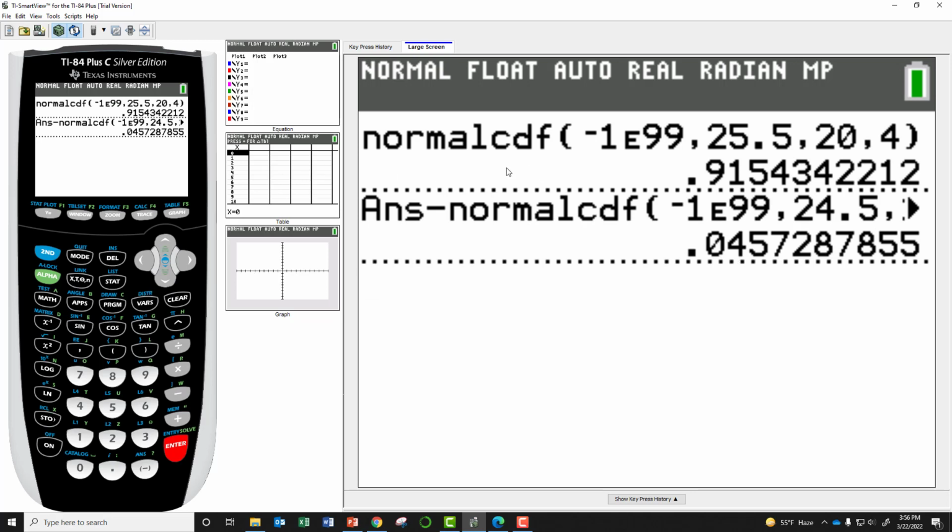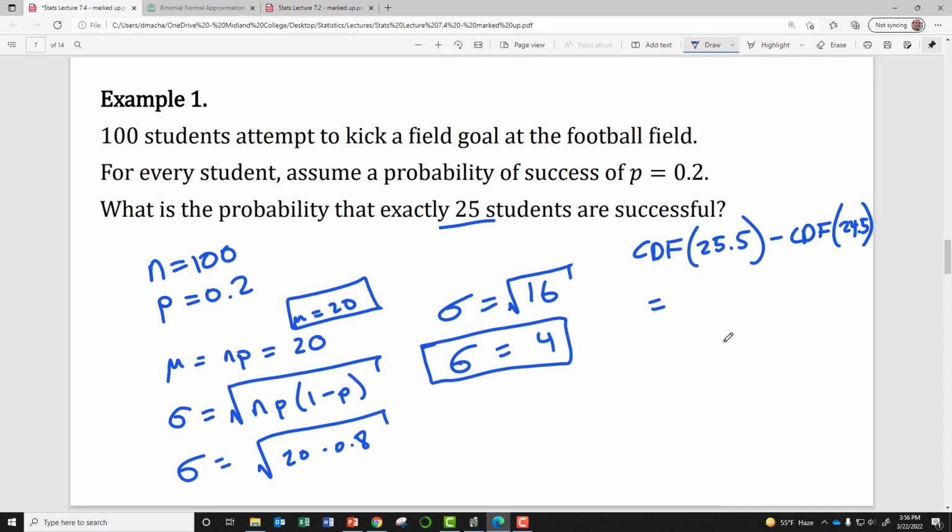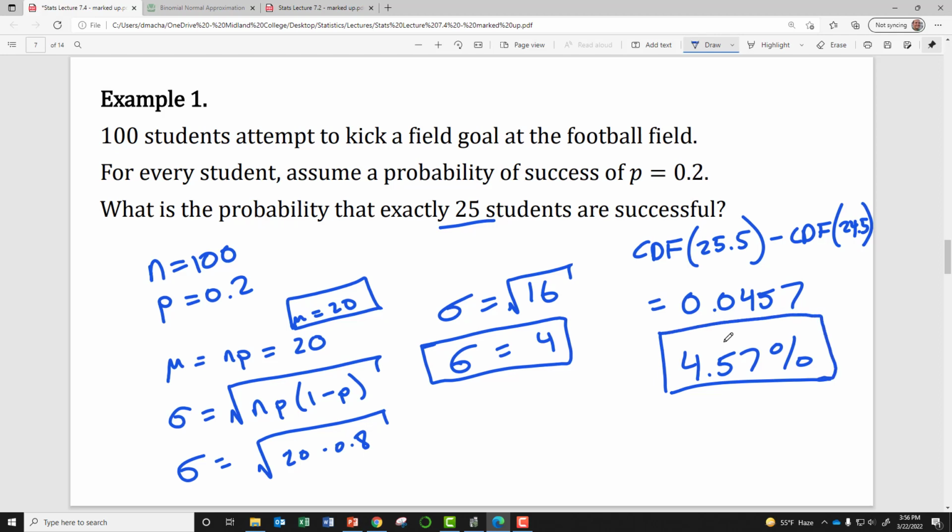And that difference is going to be 0.0457. Or you could say this is about 4.57%. So it's actually a pretty decent percent. Pretty decent chance that exactly 25 students are going to be successful. It's about a 1 in 20, 1 in 21 chance here. But this is going to be your answer that we get using the normal distribution. And this is, by the way, an approximation, the normal approximation for this value.